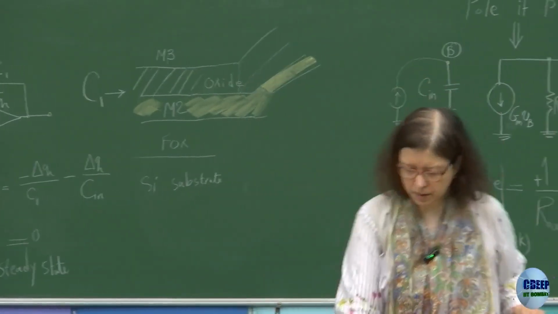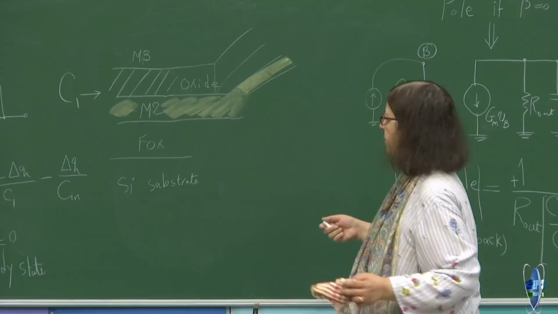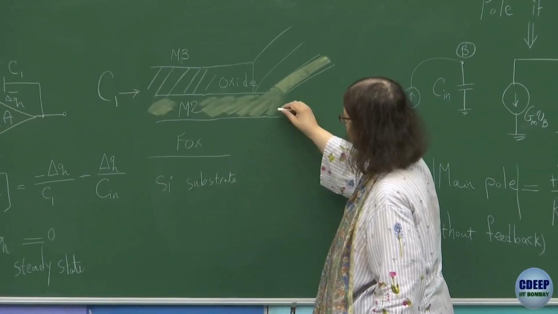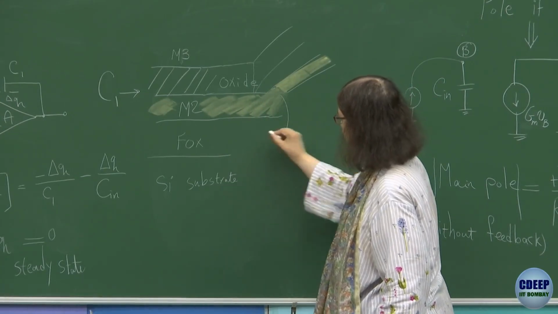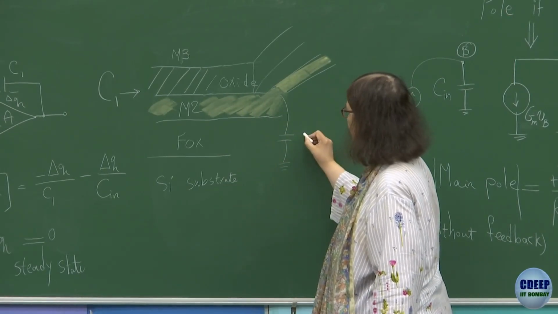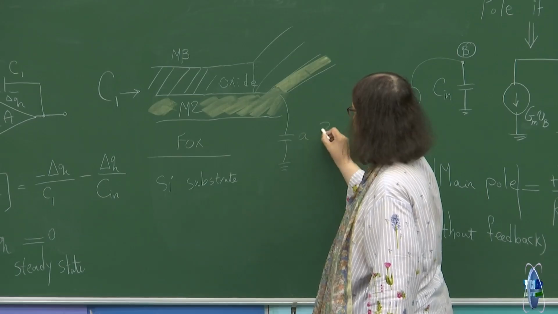See, this is the bottom terminal of the capacitor in this stack, and it has parasitic capacitance with respect to ground through this field oxide. So this is a part of Cin.